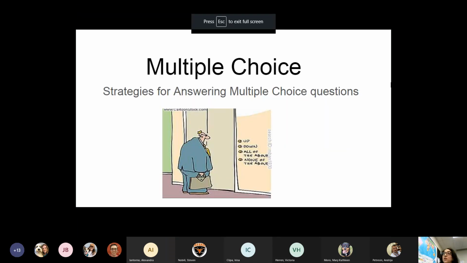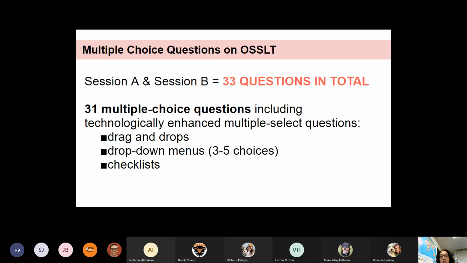All right, grade 10s, multiple choice questions. Today we're going to look at both strategies to answer multiple choice questions, and we're going to look at some of the questions you will be answering on the test. So we're going to start with the strategies. As I mentioned yesterday, of the 33 questions on the test, 31 are multiple choice questions. And they are technologically enhanced questions, so there's a variety of ways that you will be answering questions, and we're going to go over those.